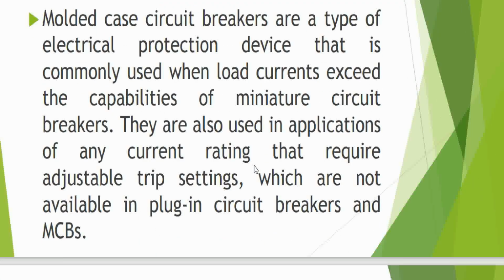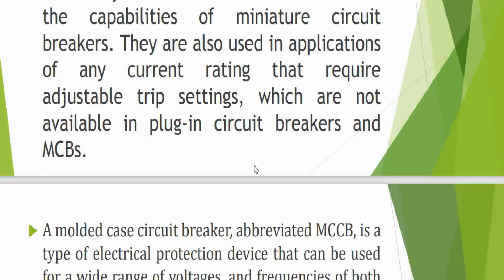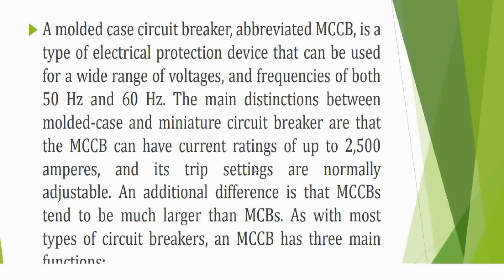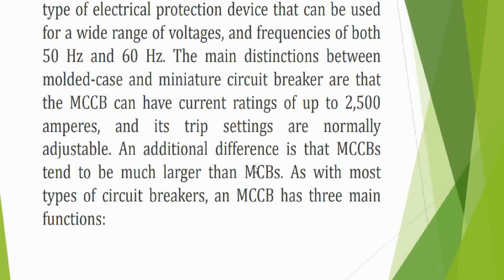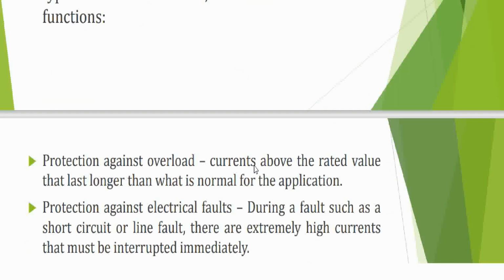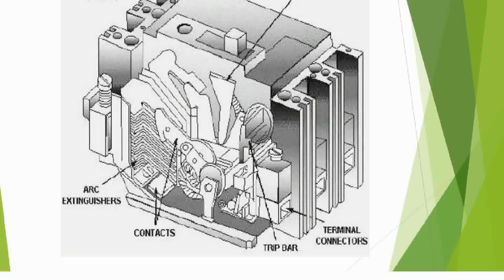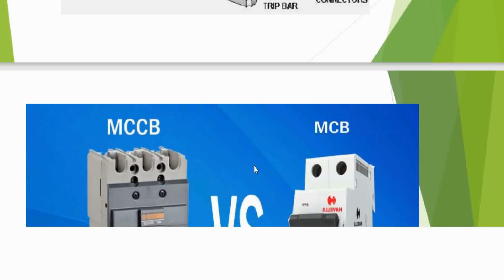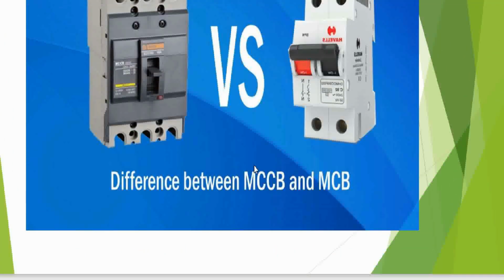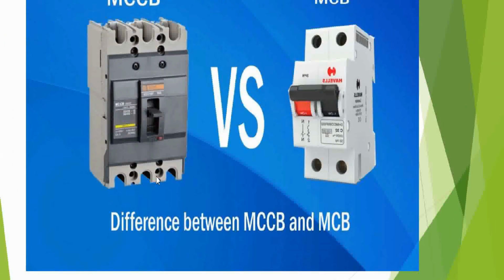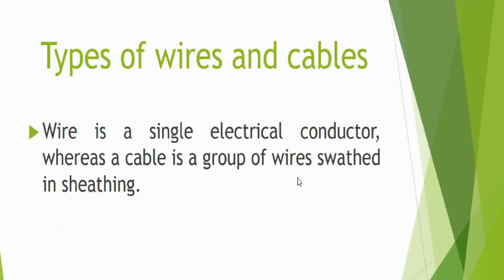The rated current for MCB is up to 100 amps, and for MCCB the rated current is up to 2500 amperes. This is about your MCCB. So this is your MCCB, how it looks practically, and the difference between your MCCB and your MCB.